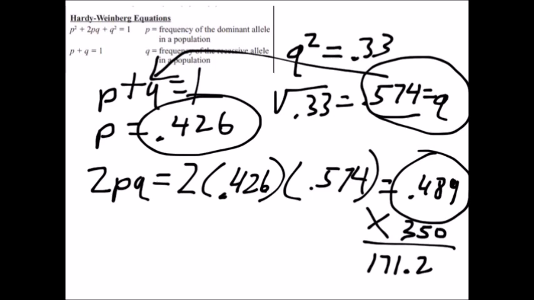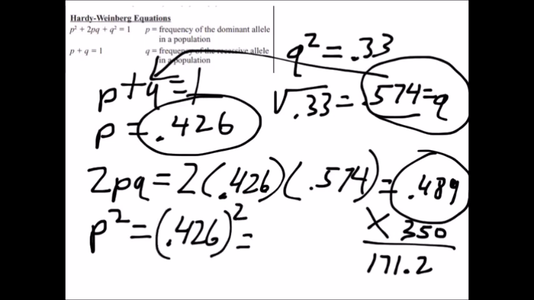Our final part of this problem, D, asks us to find, out of the 350 frogs, how many are homozygous dominant. So those are going to be homozygous dominant brown frogs. Remember that in our Hardy-Weinberg equation, homozygous dominant individuals are P squared. So we're going to take P, 0.426. We're going to square it. And when we do, we end up with a frequency of homozygous dominant individuals of 0.181.